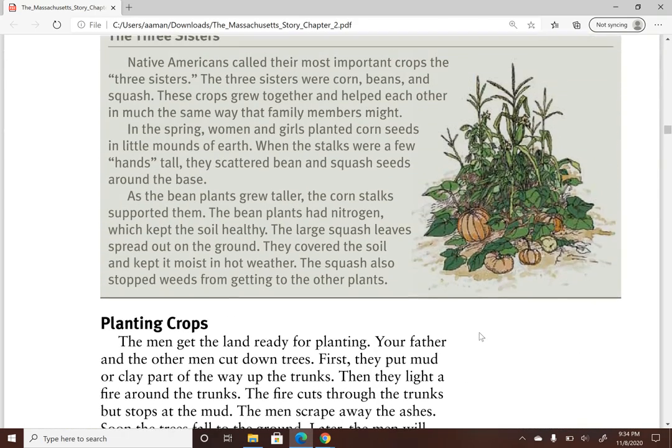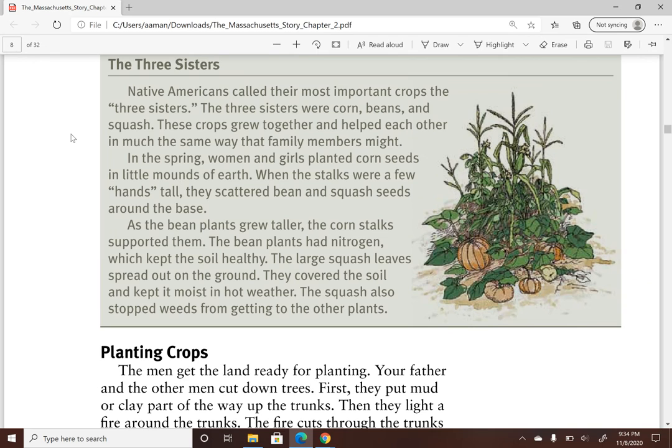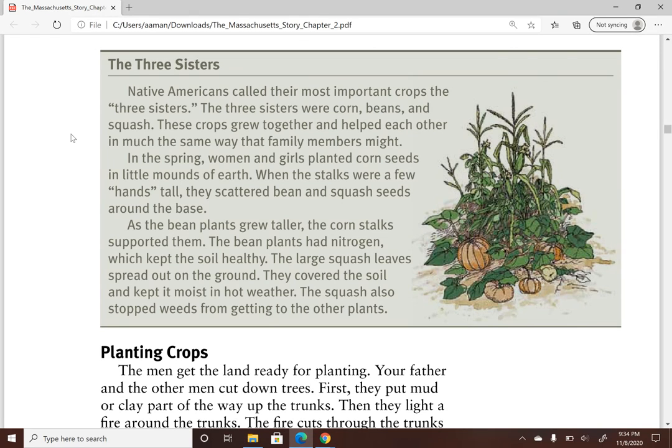Then we have a text box up here, the Three Sisters. Native Americans called their most important crops the Three Sisters. The Three Sisters were corn, beans, and squash. These crops grew together and helped each other in much the same way that family members might. In the spring, women and girls planted corn seeds in little mounds of earth. When the stalks were a few hands tall, they scattered beans and squash seeds around the base. As the bean plants grew taller, the corn stalks supported them. The bean plants had nitrogen, which kept the soil healthy.